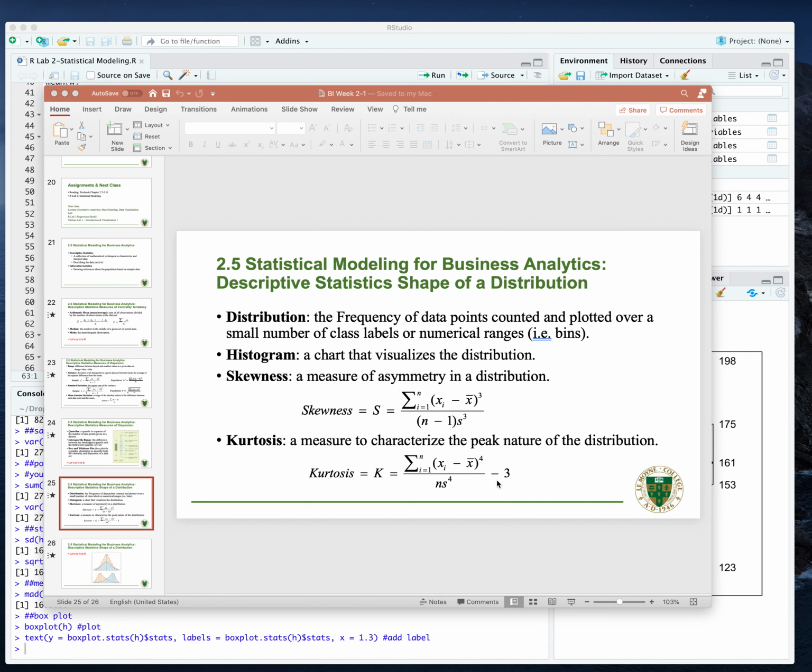Two things that we could use to measure the different characteristics and describe the shape of a distribution are skewness and kurtosis. Skewness is a measure of asymmetry in a distribution, so you're trying to see which way it is leaning towards. And kurtosis is a measure to characterize the peak nature of the distribution.